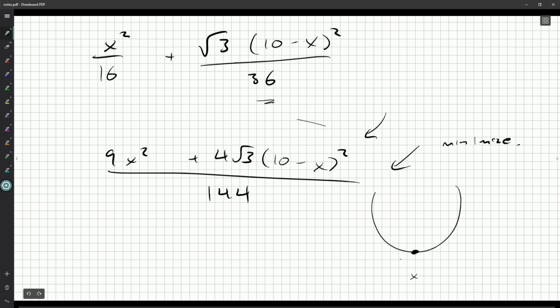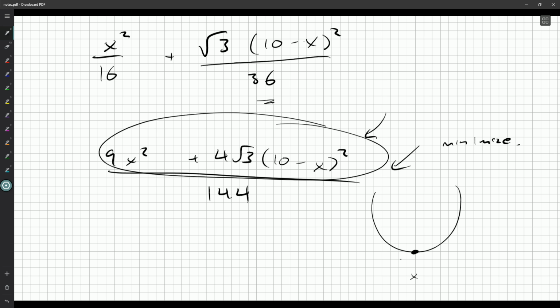So you expand this top bit out. You don't even need the 144, and you just find the x-coordinate of the vertex. That'll do it, and it'll have to be the minimum. And this expression here is the sum of the areas. So that's how you minimize the total area. But I'm going to use some calculus.